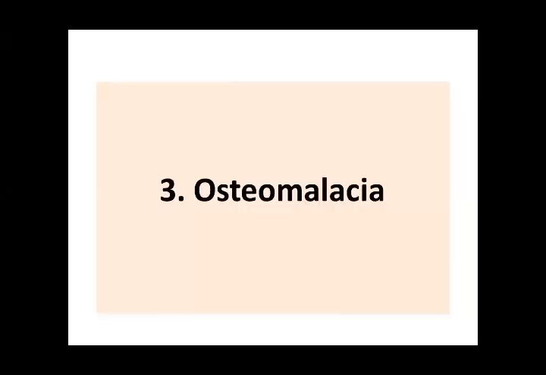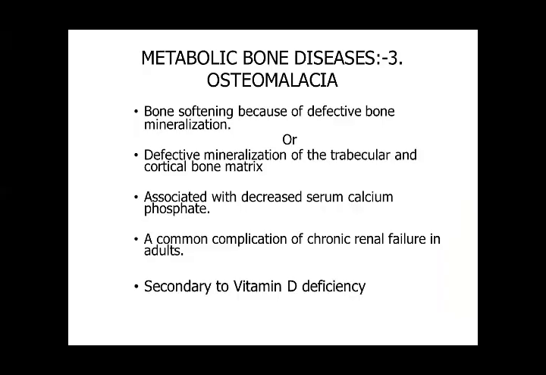If we talk of the third metabolic disease, called osteomalacia, it is bone softening because of defective bone mineralization. That means you will have a lot of osteoid with no mineralization of the bone. So there is defective mineralization of trabecular and cortical bone matrix. There is associated decreased serum calcium and phosphate, a common complication of chronic renal failure in adults, right? And then it is secondary to vitamin D deficiency.